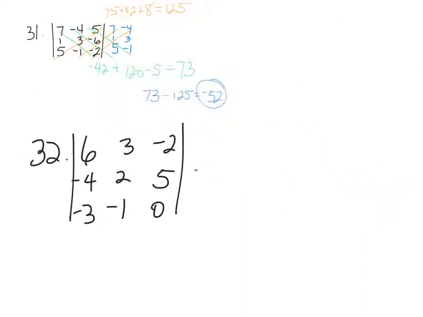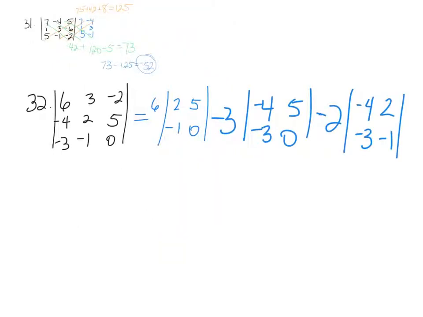I'm going to go back to minors since I'm on a new video for part 2. So we've got 6 times the minor that is not under it. This sign switches, so this was positive 3, so it's minus 3 times the minor not under it, and then plus negative 2, so I just wrote minus 2 times the minor not under it. Okay, so we need to do the determinants.